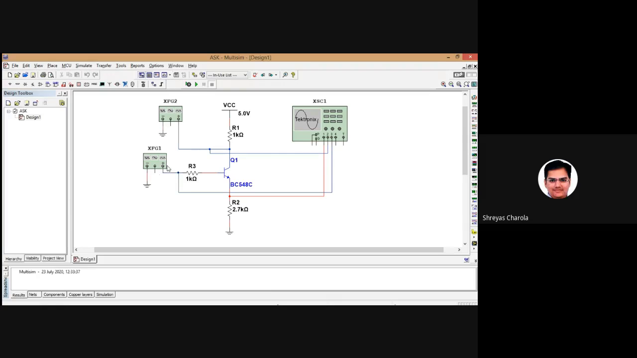Now look at the circuit. Which terminal is the emitter, which is the collector, and which is the base? Where did I apply the input? Which terminal is this? Base, collector, and emitter. This is an NPN transistor. That's okay, I didn't ask you whether it's NPN or PNP. I asked which is the emitter.